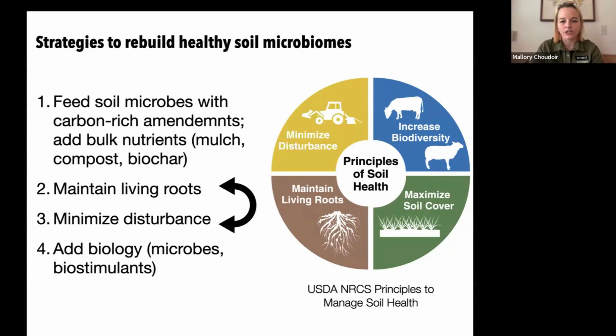So one strategy is to feed the existing microbes in the soil with carbon-rich amendments to add bulk nutrients, and this can be through the addition of mulch, compost, and biochar. Maintain living roots through cover cropping or diverse cropping rotations, and minimizing disturbance. Number 2 and 3 are interrelated because cover cropping also minimizes disturbance and decreases soil loss. And then finally, we can also think of adding biology. So adding new, beneficial microbes to our soil systems through the input of biostimulants.